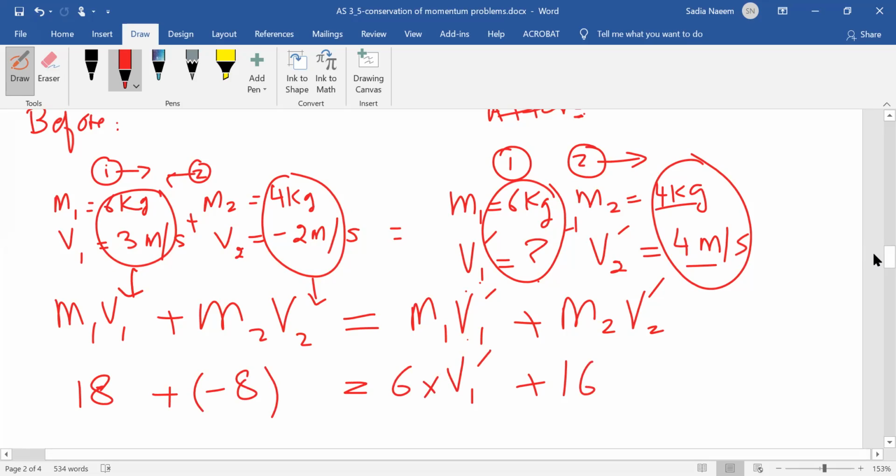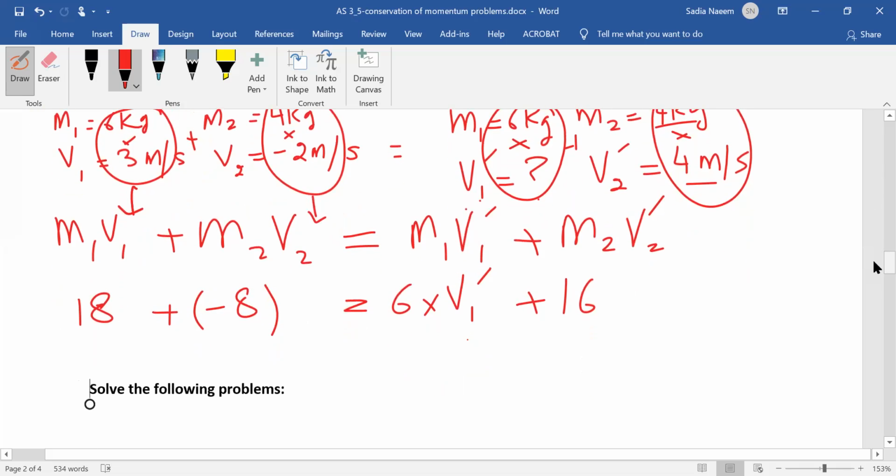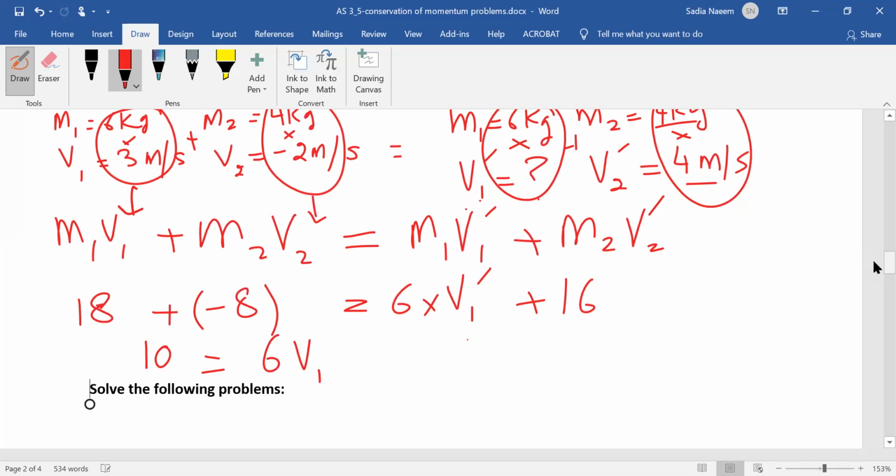Let me pause. Is everybody clear how I got to that step? I just multiplied the masses and the velocities. This times this, that times that goes down there. Let me know if that's confusing. Okay, now we're going to do the algebra. 18 minus 8 gives us 10 equals 6V1 prime plus 16.